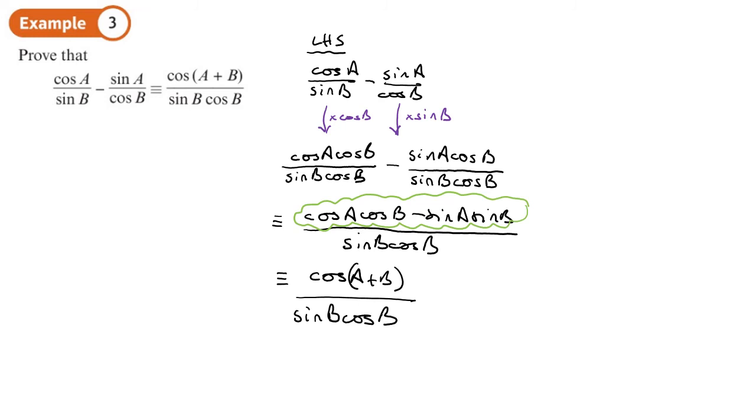Now you could have started instead with the right hand side, write the expansion of this, split the fraction up, and then you would have noticed I've got things that cancel out. So you could have just as easily gone from the right hand side to the left hand side, but we did it this way.